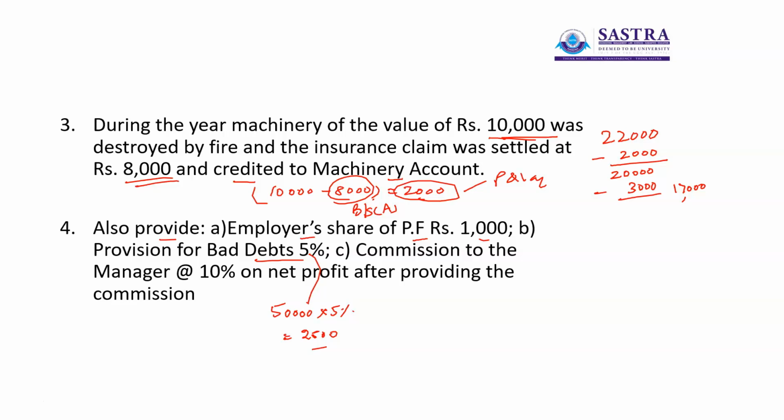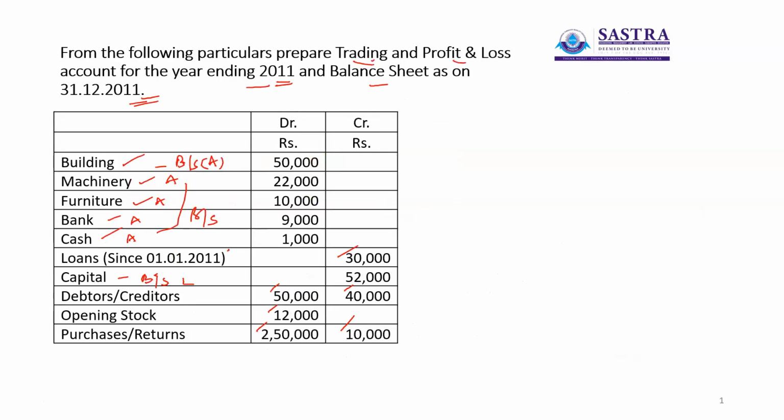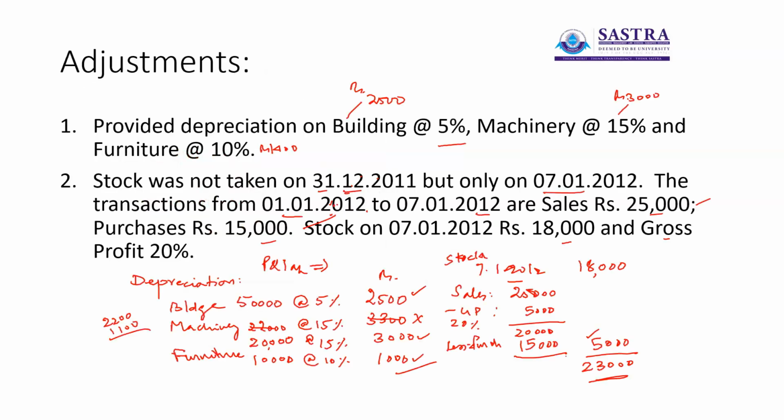And manager's commission, after providing the commission to be valued as the net profit, to be presumed as it is inclusive of manager's commission, and on that amount 10% is to be calculated. I'll explain it while calculating the net profit. We can now go on to preparing trading account. So we looked at the items given in the trial balance, and we looked at the treatments with regard to the adjustments.